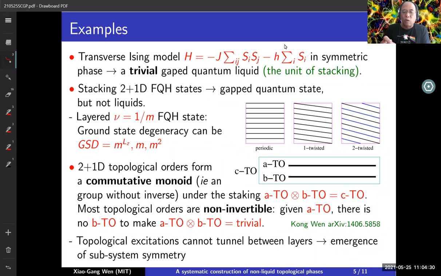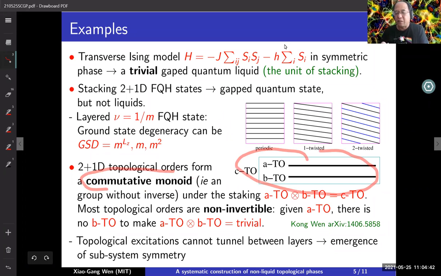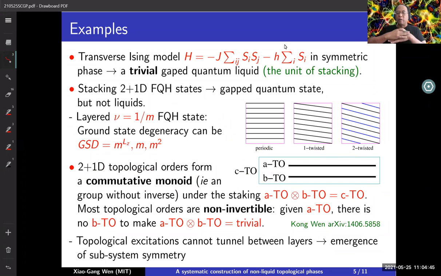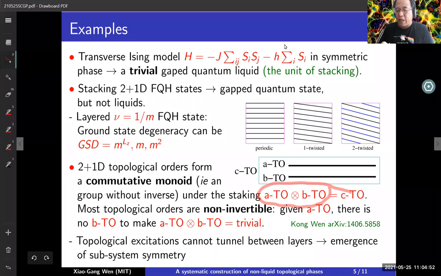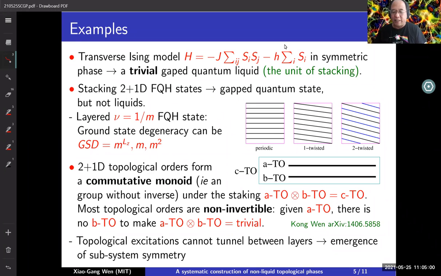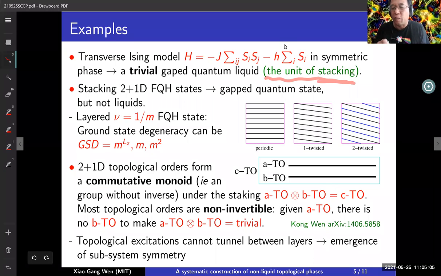The reason that we can have a gapped non-liquid phase is really because topological orders form a so-called commutative monoid under the stacking operation. Certainly we can stack two topological orders to form a third topological order. But this stacking operation is not group-like, because we could have a topological order whose stack with any other topological order can never produce a product state. The product state is the trivial element, or unit, under the stacking operation.